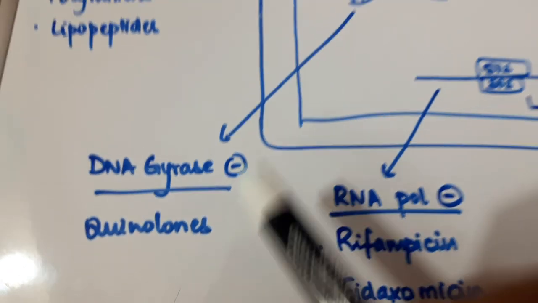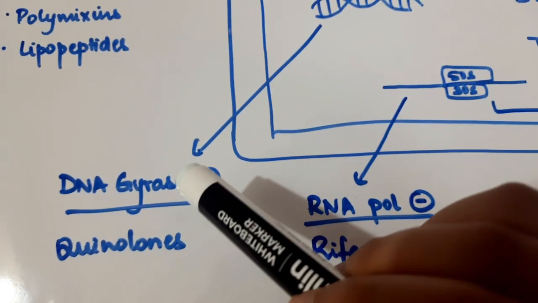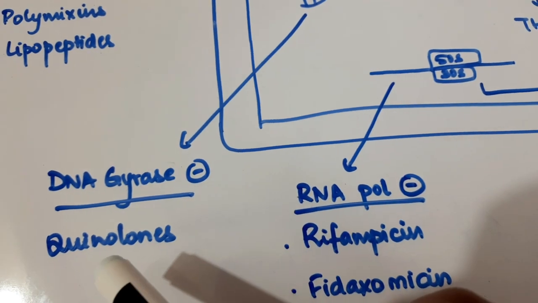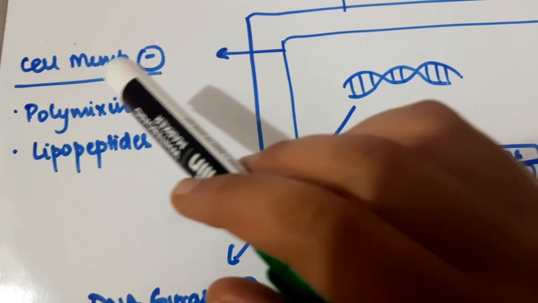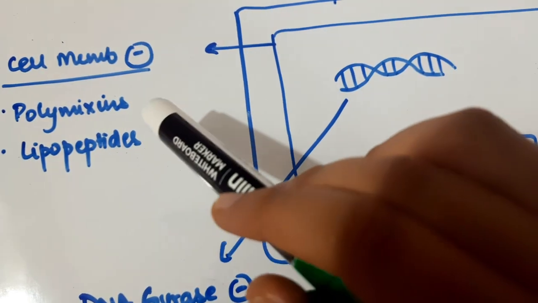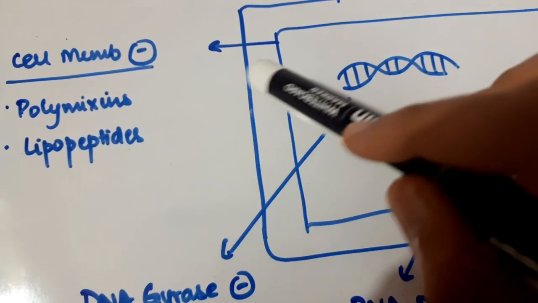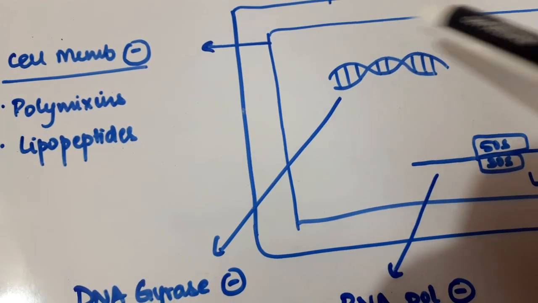The next group of drugs are DNA gyrase inhibitors. DNA gyrase inhibitors include quinolones. Finally, cell membrane inhibitors like polymyxins and lipopeptides will inhibit the formation of the cell membrane in the bacteria.